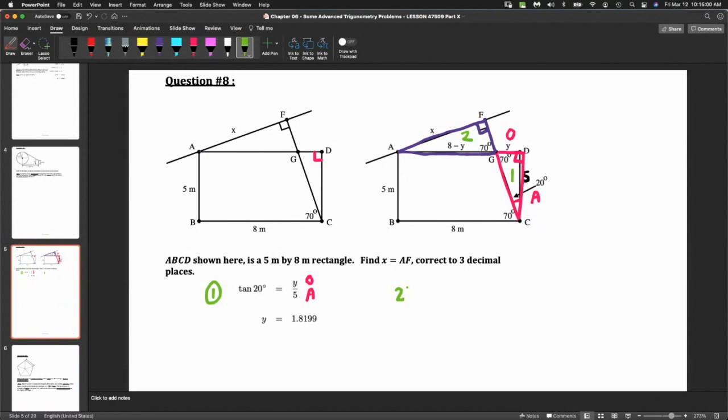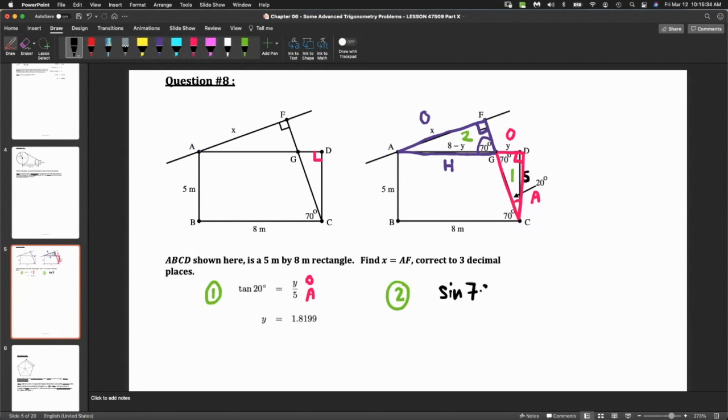In triangle number 2, no, we're not trying to be heroes here. We're not trying to impress anybody. So we're going to look at triangle number 2, and you can see here that if I examine the sides, here's 70 degrees. Then this is opposite, and that's hypotenuse. So what do we have here? What's opposite and hypotenuse? Is that sine, cos, or tan? That is right. It is sine. Okay, so we have sine 70.